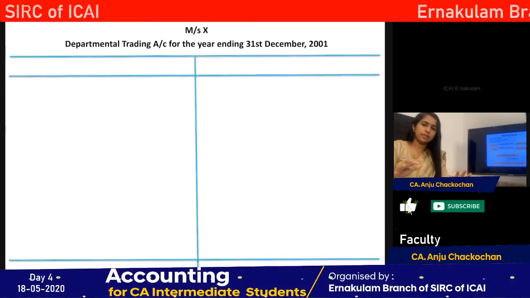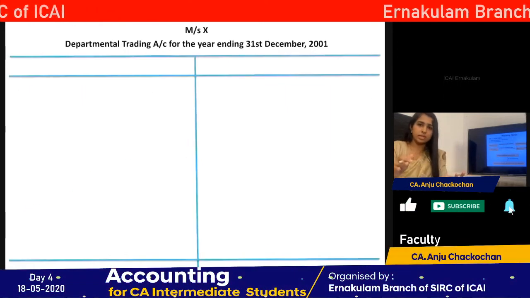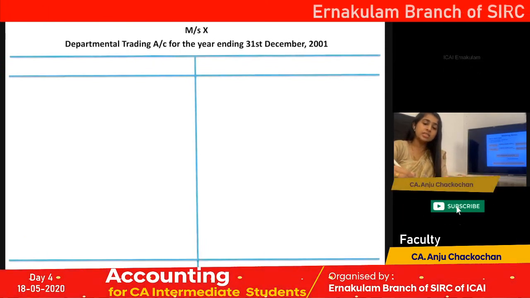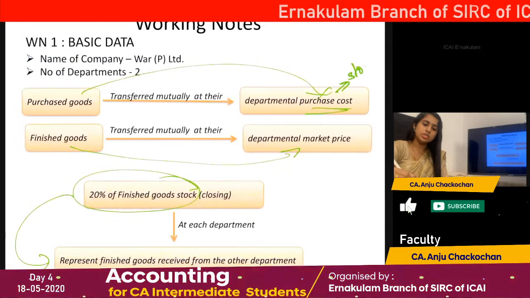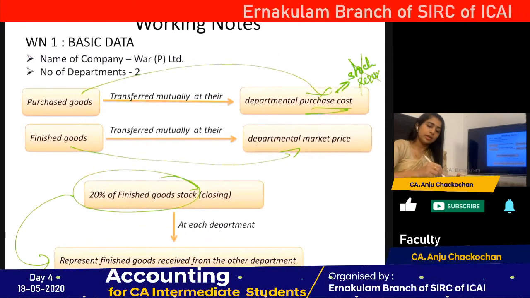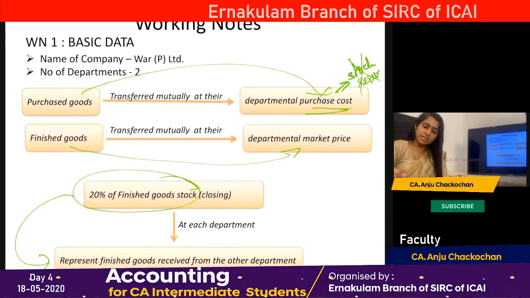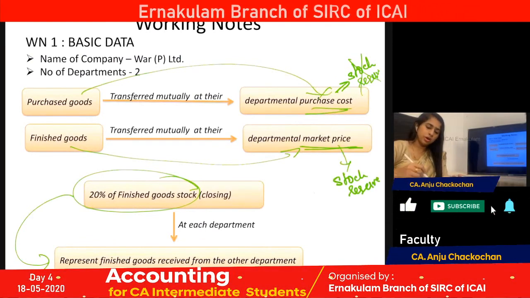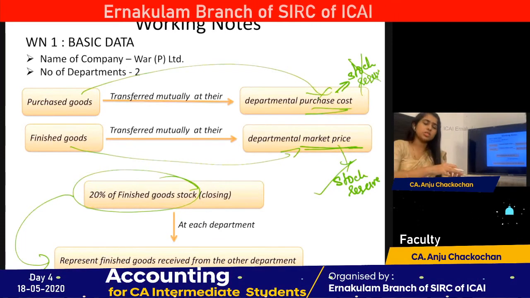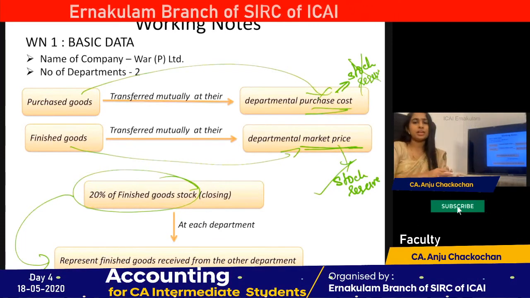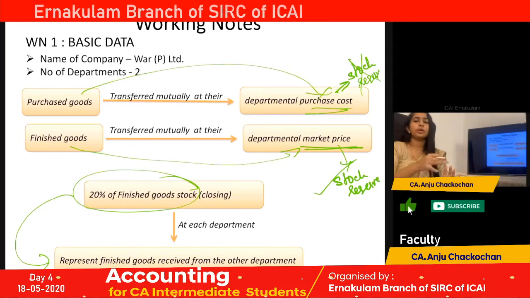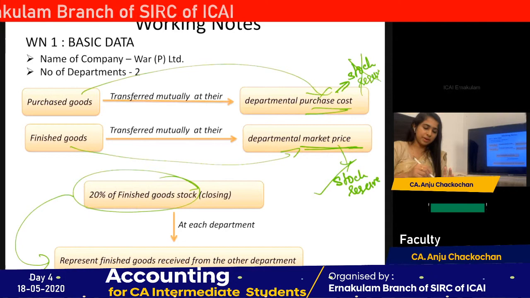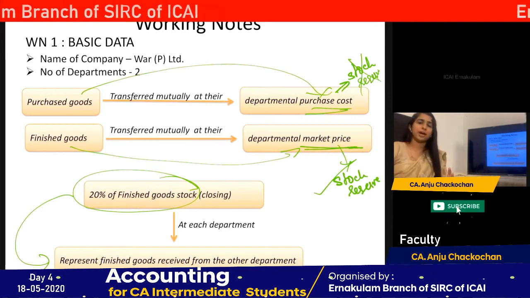This was clearly defined and explained before. If any clarity is required, I shall explain. Purchased goods are transferred at cost, and hence the stock reserve concept is not applicable. Finished goods are transferred at market price, and hence we have the concept of stock reserve in the picture. And the 20%, because all these are not given in a table format, so we just pull it out and write it as basic data. 20% of finished goods at each department will represent the finished goods from the other department.